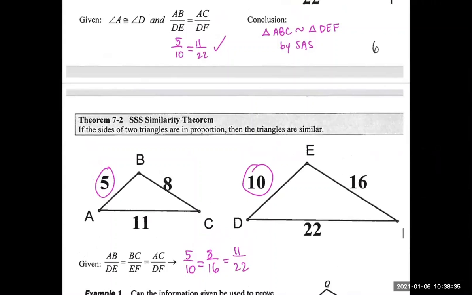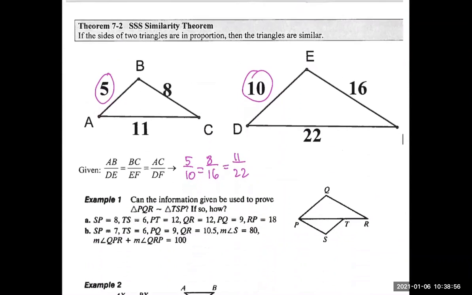And then Sydney, let me know if that's far enough up. So we can see it's a 1 to 2 scale factor for all 3 sides. And so if we can show that that's true, then we can say that those 2 triangles are similar to each other. Okay, so we're going to do one last example. Sydney, let me know if you're done. Okay.